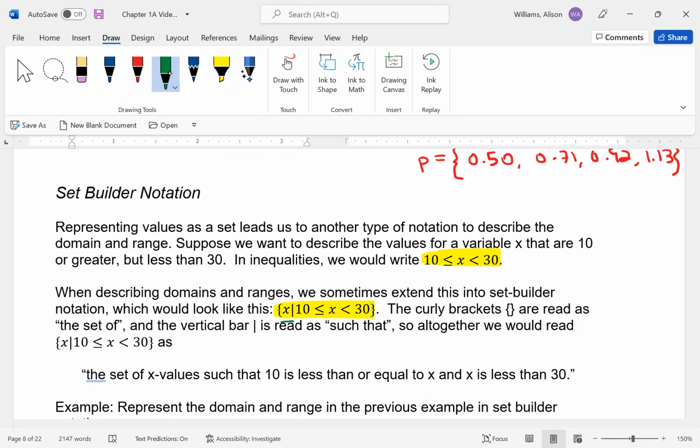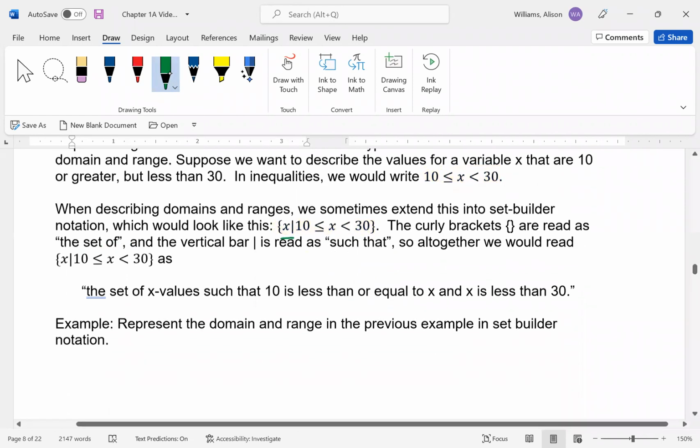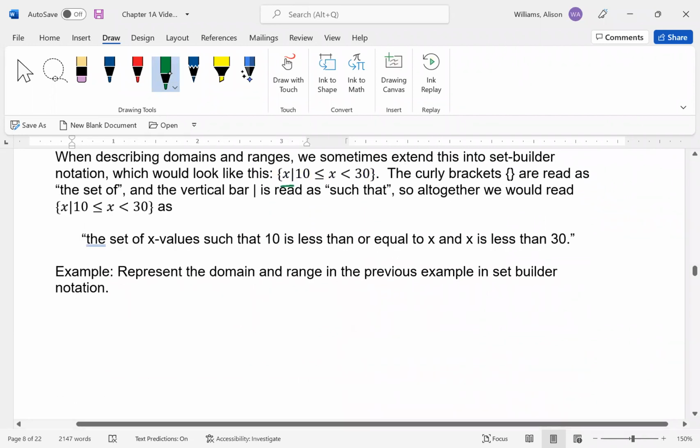And as you can see, it says we read that x is representing the set of, and then we're telling a restriction. So the set of all x values that are bigger than or equal to 10, but smaller than 30. That's set builder notation. So let's look at how that kind of plays out when we're looking at different types of inequalities.